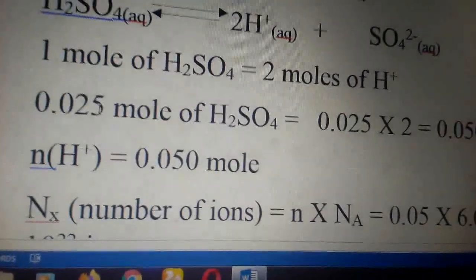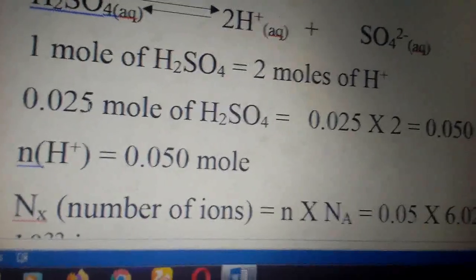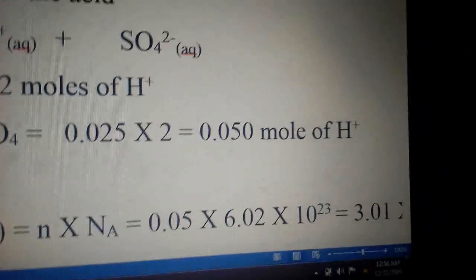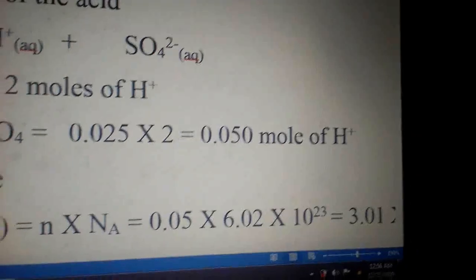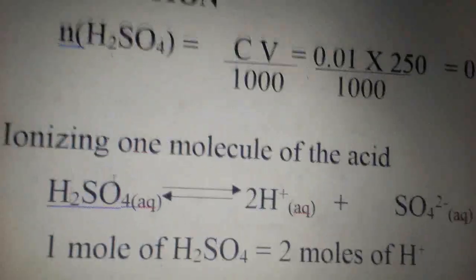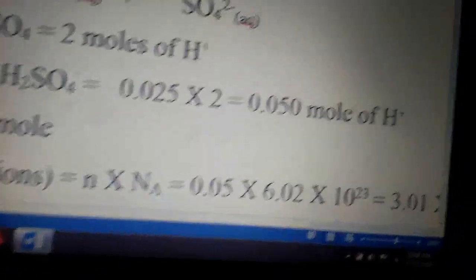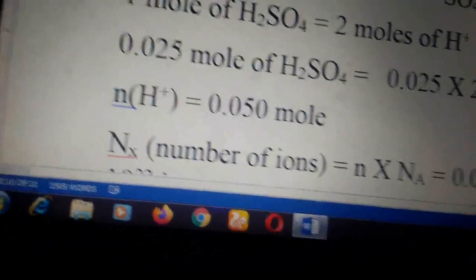Therefore, 0.025 mole of the acid will produce 0.025 times 2, which is 0.050 mole of hydrogen ion. How did I get this 0.025? 0.025 was calculated before, which is the number of moles of the acid in the solution. So by proportion, the number of moles of hydrogen ion is 0.05 mole.